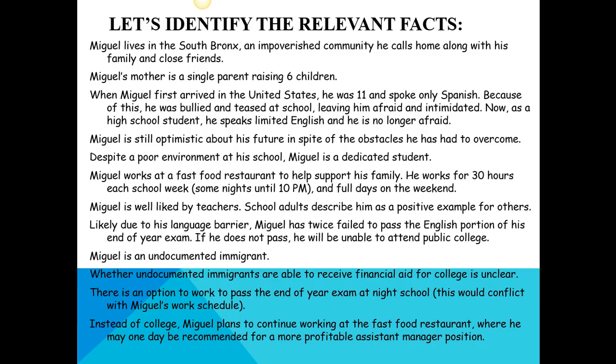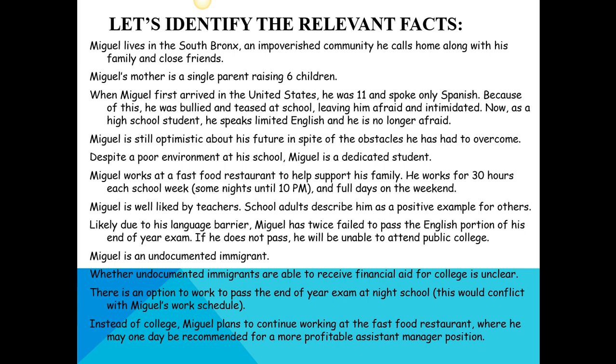So let's identify some of the facts. We know that Miguel lives in the South Bronx, an impoverished community he calls home along with his family and close friends. Again, you read the entire case study, so I'm just going to pull out some facts from the entirety. Miguel's mother is a single parent raising 6 children. When Miguel first arrived to the United States, he was 11 and spoke only Spanish. Because of this, he was bullied and teased at school, leaving him afraid and intimidated. Now, as a high school student, he speaks limited English and he's no longer afraid. Miguel is still optimistic about his future in spite of the obstacles he has had to overcome.